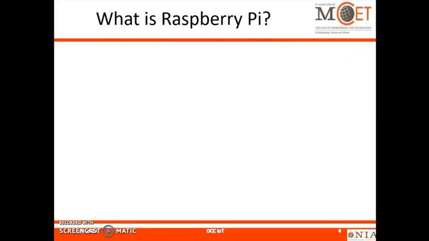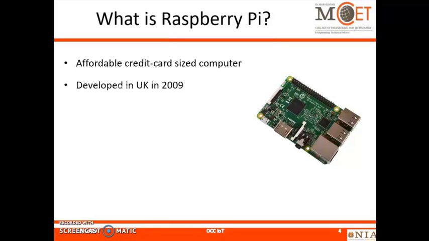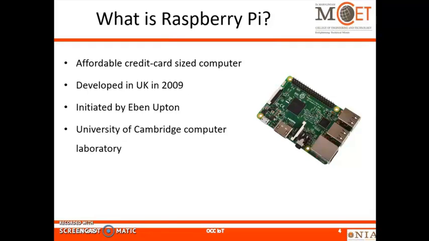And move on to what is actually Raspberry Pi. This is a picture of Raspberry Pi 3. I will explain to you later about this. It is a credit card sized, affordable, single board computer, or sometimes it is called a programmable PC or a microcomputer. And it was initially developed in UK by Raspberry Pi Foundation in 2009. And this concept of microcomputer was first initiated by Eben Upton, who works at Broadcom. Later, it was supported by University of Cambridge Computer Laboratory in Broadcom.